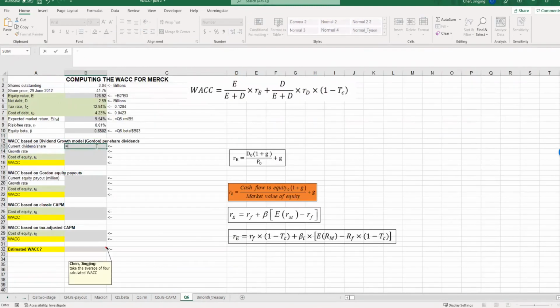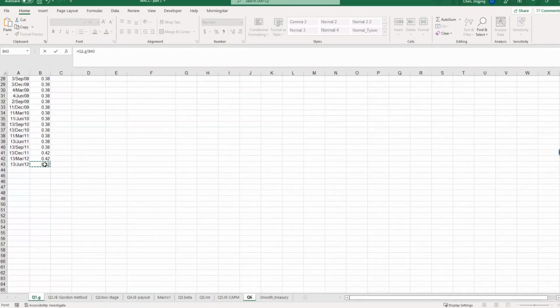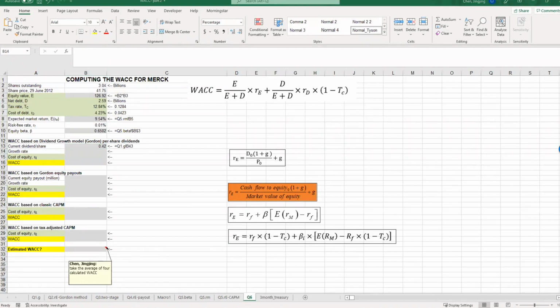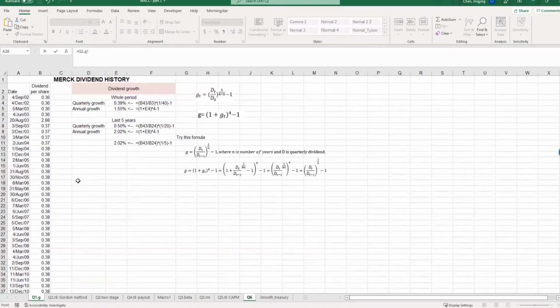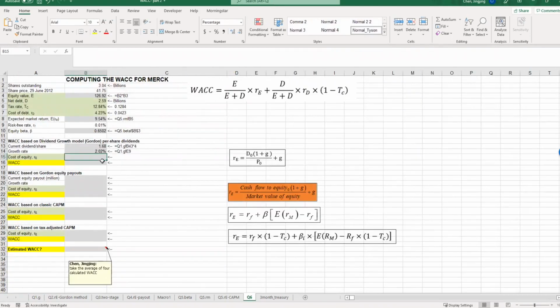For current dividend, go ahead to the dividend here. Current dividend will be 0.42, and it should be annual dividend. The growth rate that we're using here doesn't really matter between these two because these two are pretty consistent. So I'm going to just use 2.02. And cost of equity using this formula: D0 times (1 plus G) divided by the price plus G.